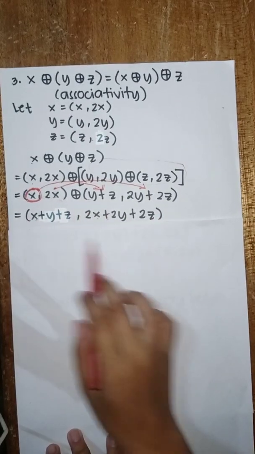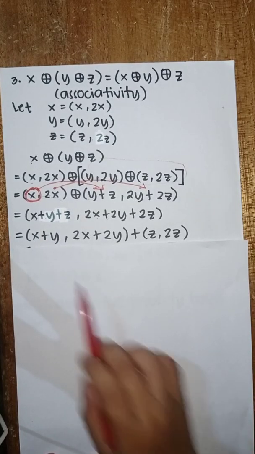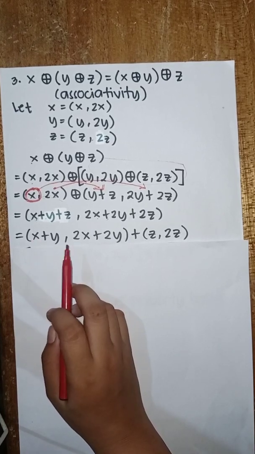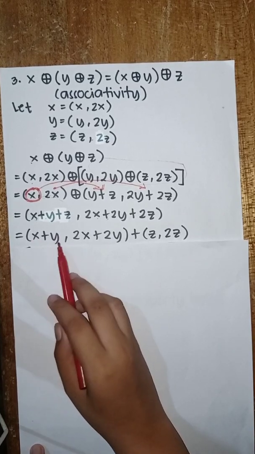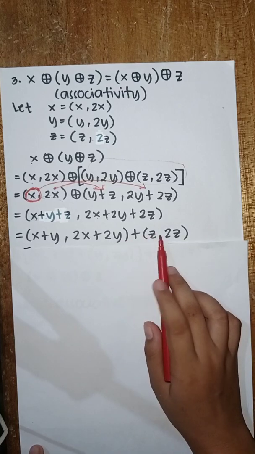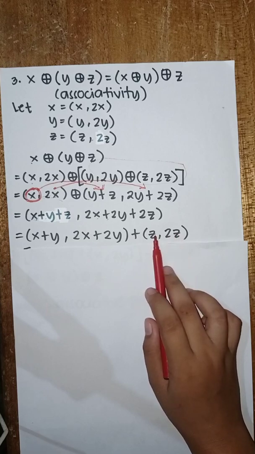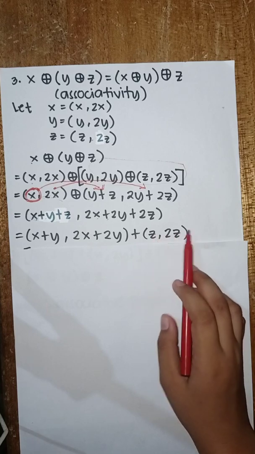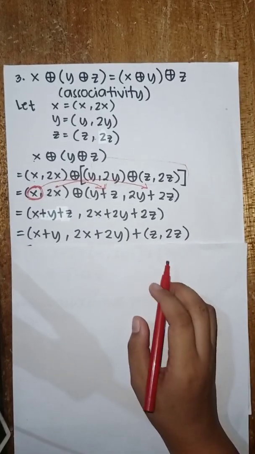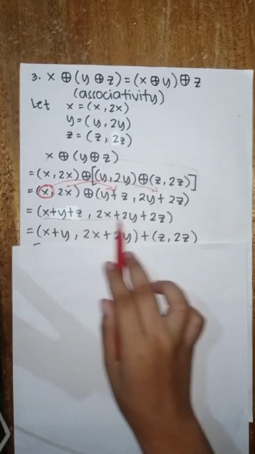So, from this form, we can also write it as like this: the quantity of the coordinates, rather, of x plus y and 2x plus y, plus the quantity of the coordinates of vector z, which is its value is z and 2z. Still, there are no changes happening. The value of this is still the same with this one.